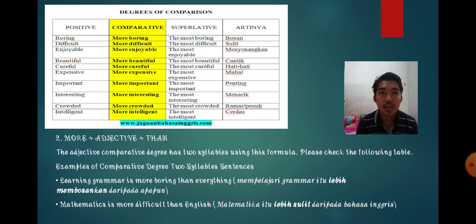And then is more plus adjective plus than. The adjective in the comparative degree has two syllables using this formula. Please check the following table. The example of a comparative degree two-syllable sentence. First, learning grammar is more boring than everything. Atau mempelajari grammar itu lebih membosankan daripada apapun. And then, mathematics is more difficult than English. Atau matematika itu lebih sulit daripada bahasa Inggris.